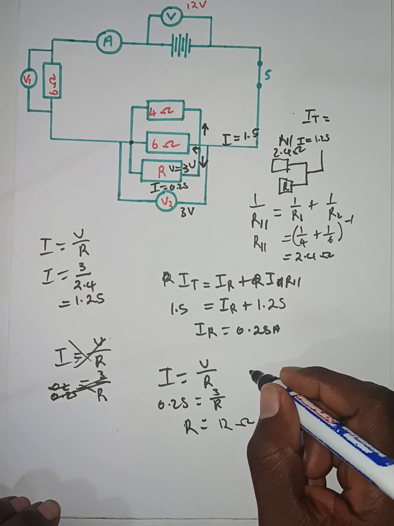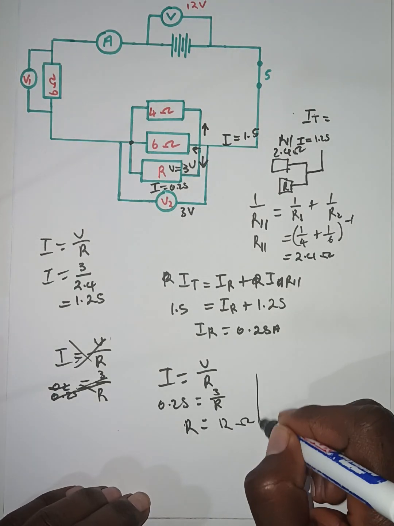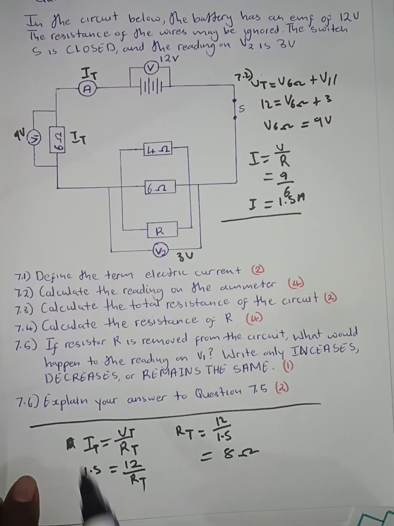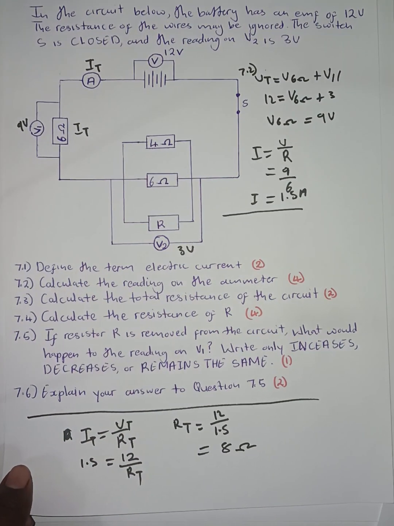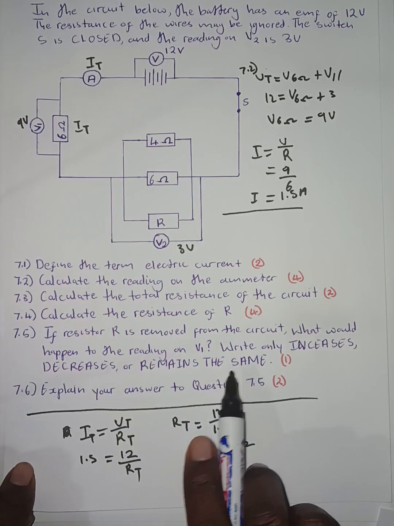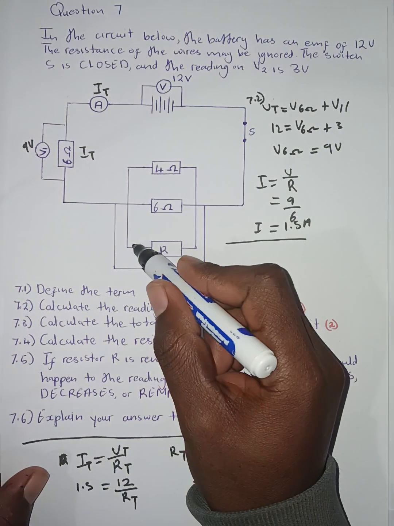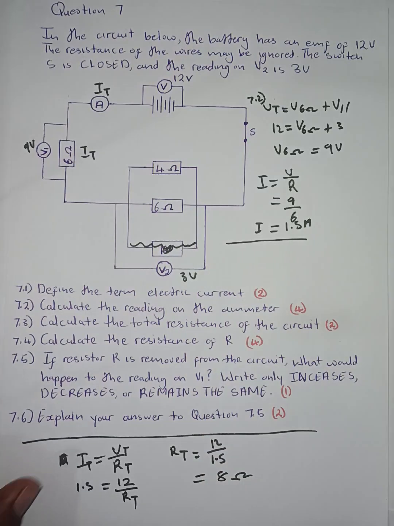So of course, do you have another page there? Let me just write it on that page. Let me take that question again. So that's 7.5. They said that if resistor R is removed from the circuit, what would happen to the reading on V1? So what we have done here, they've actually removed this resistor there.